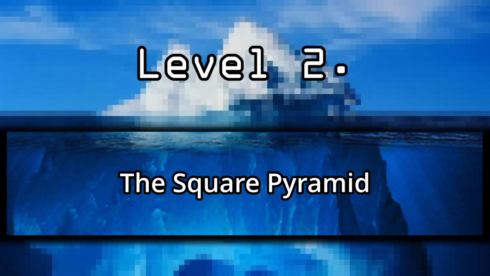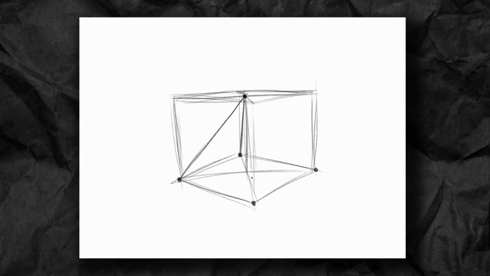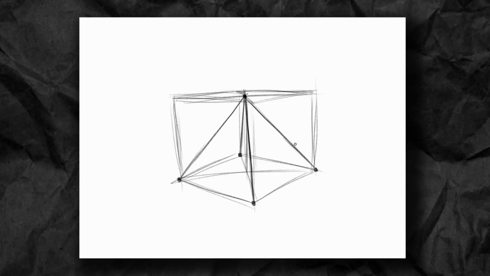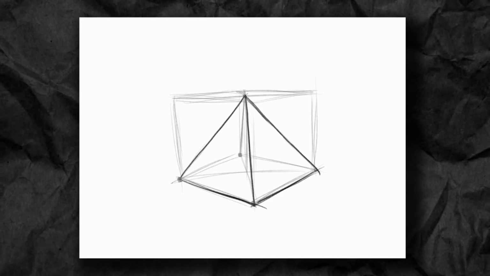The square pyramid. A square pyramid, similarly to a cone, is a cube or cuboid with two square faces that tapers from one side to the center of the other.